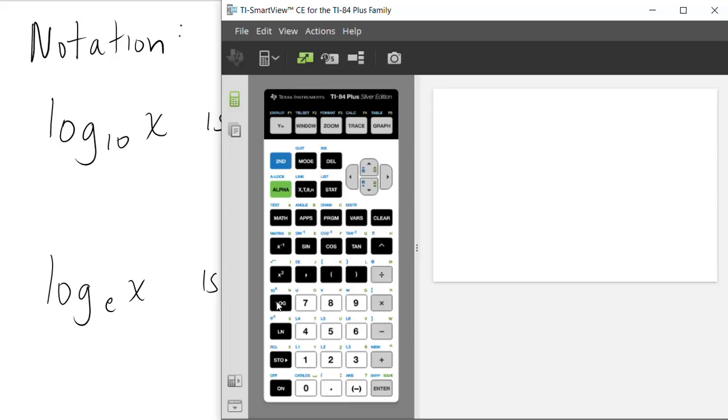So that will be kind of a reminder, almost like a cheat, that the base of the common logarithm is 10. Similarly, you see an ln button. That's for the natural logarithm, and if you look above that, you see the inverse function e to the x. So that's a reminder that the base of the natural logarithm is e.